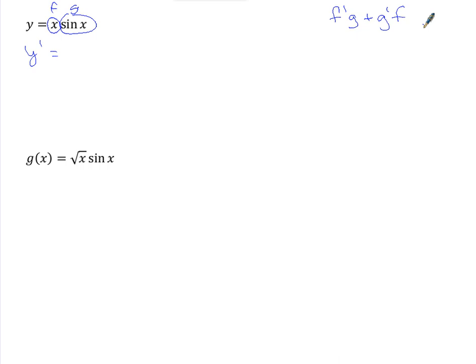So if this is f, then I'm going to write very formally, and this will be like the second to last time that I do this very formally, and from then on it'll be just in my head. I'm going to write d over dx of f, which is x, times the original g, which is sine x, plus the derivative of g, so I'm going to write d over dx of sine x, times the original f, which is just x. So that's the very pretty formal notation to set up the problem.